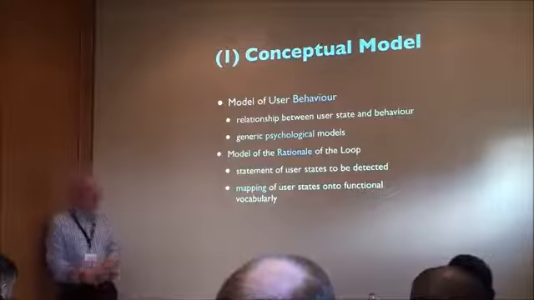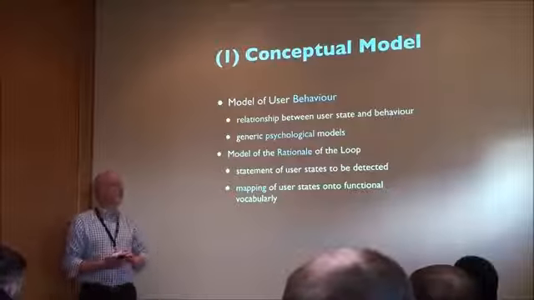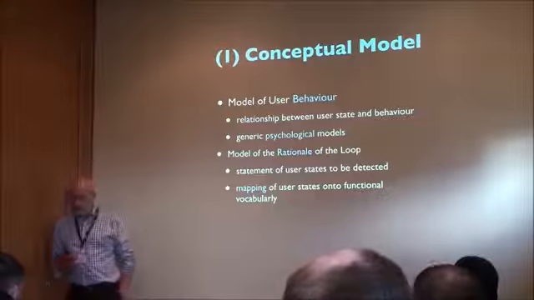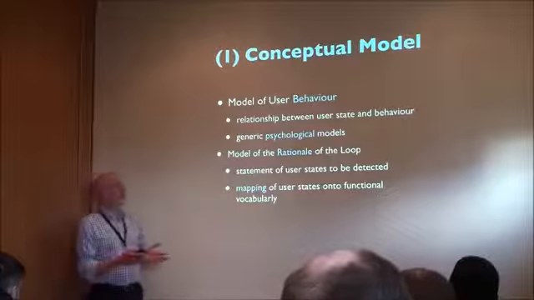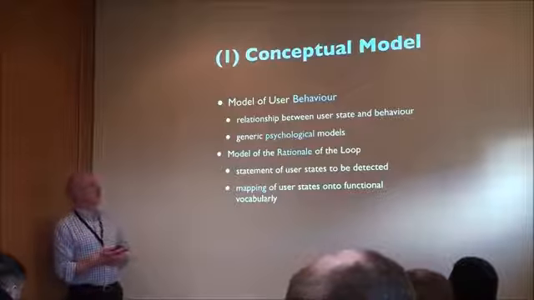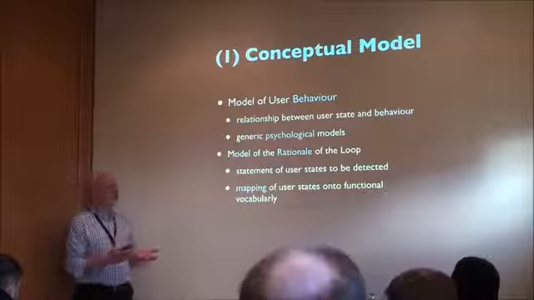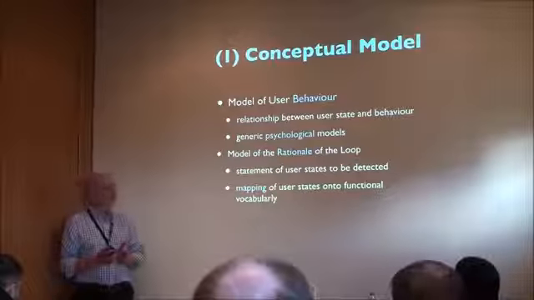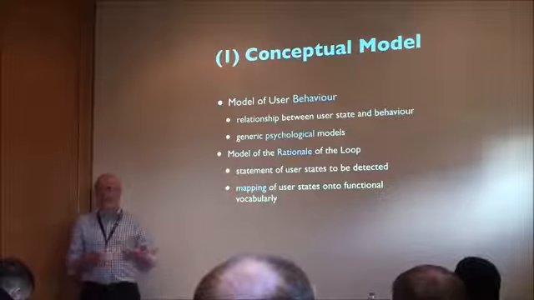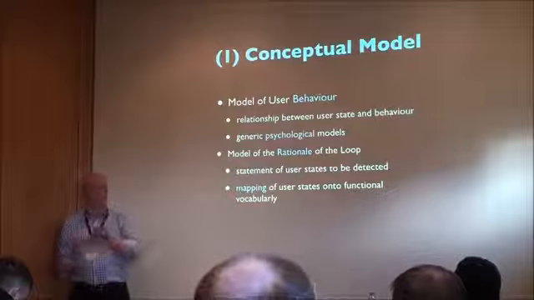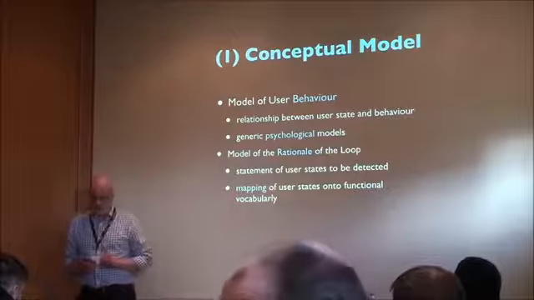So to begin with, we wanted a sound basis for the system to be developed. Now there are 2 types of conceptual models that we could think about. One is a psychological model, and this psychological model would represent the distinction between different psychological states. And the other type of model is what I call the rationale for the loop. So it's a statement of which states are to be detected, and then how do we map those states onto a functional vocabulary system? How do we make a relationship between the different states that are measured by the system and what the system actually does?